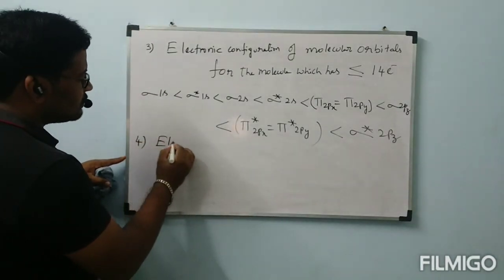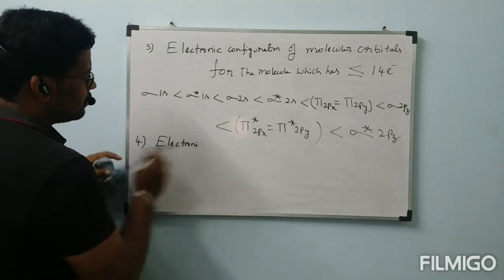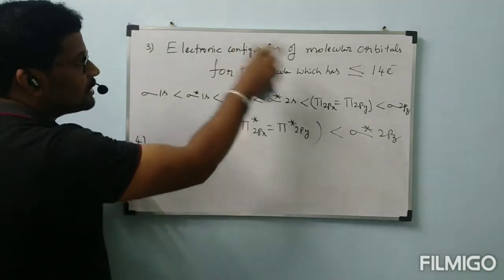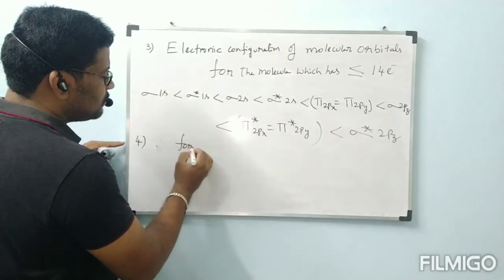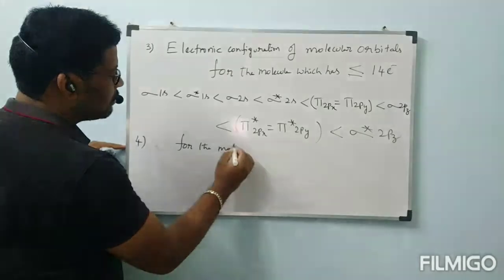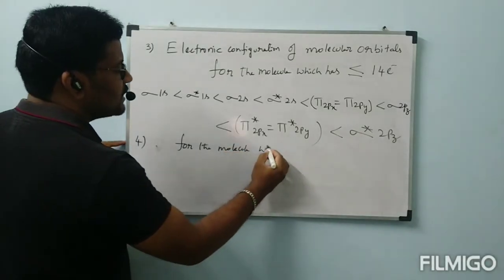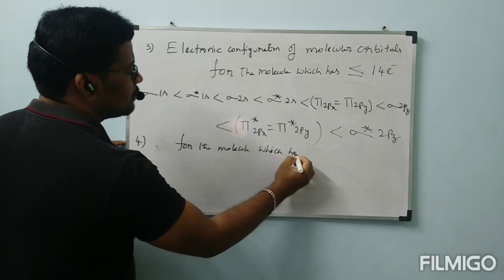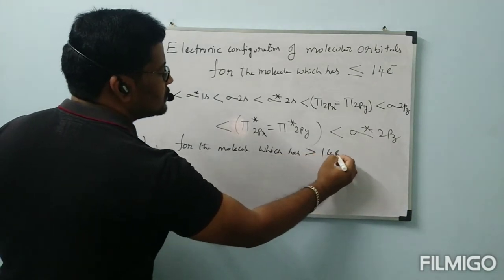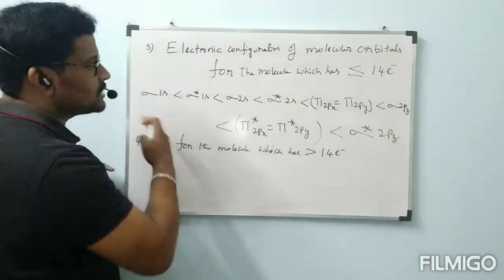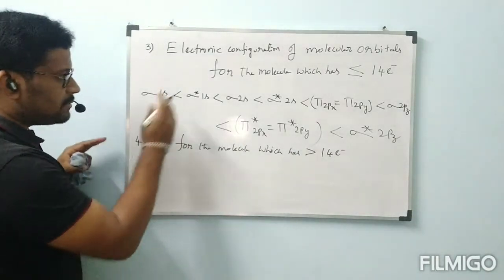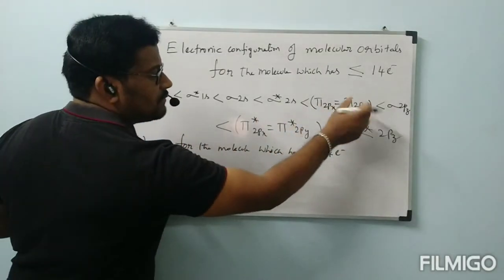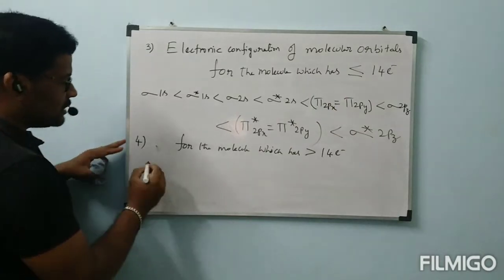Electronic configuration. Same thing, right? Electronic configuration of molecular orbitals for the molecule which has greater than 14 electrons. Less than or equal to 14 electrons is completed. Now we are going to see greater than 14 electrons. Same, only one small variation, remaining everything is the same.